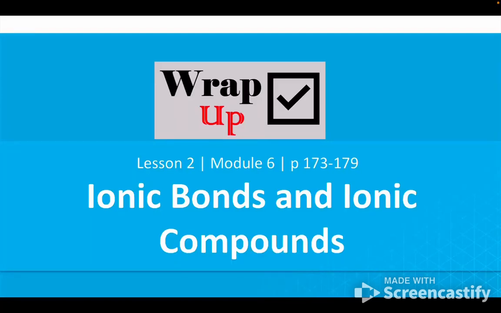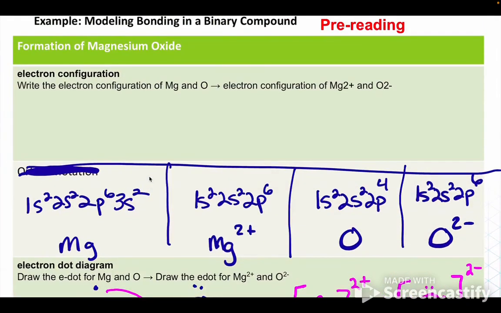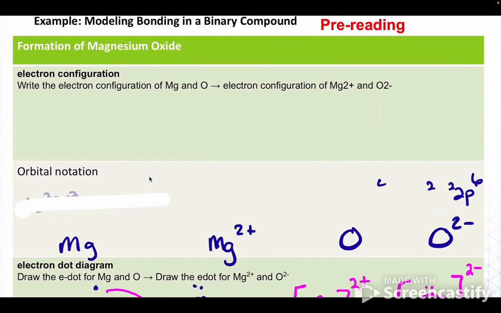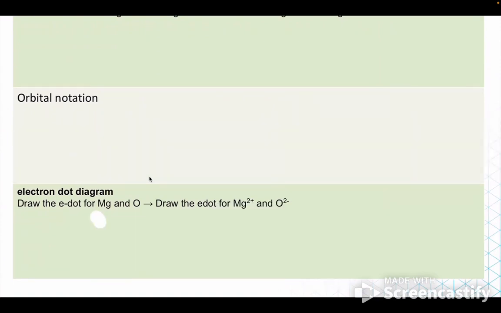Hi, this video is lesson 2, module 6. So we're going to talk about ionic bonds and how to show those type of bonds with the transfer of the electrons in different ways. So this is the first thing we'll do together. We're not going to do orbital notation, by the way. It's definitely not that hard.